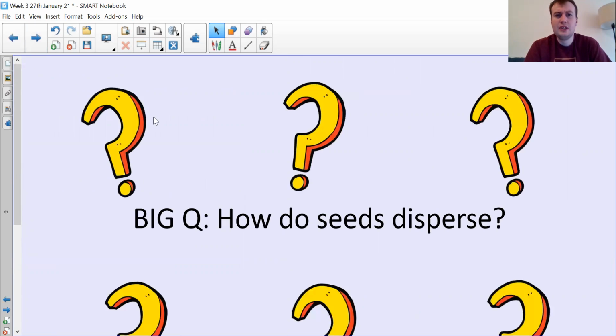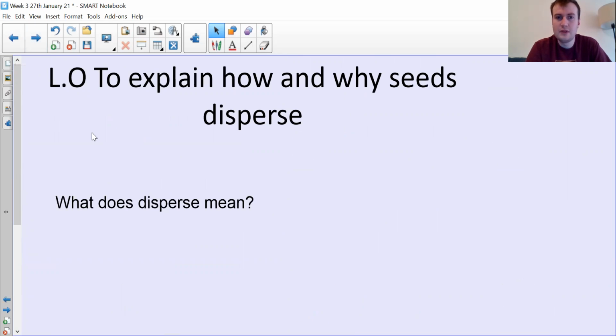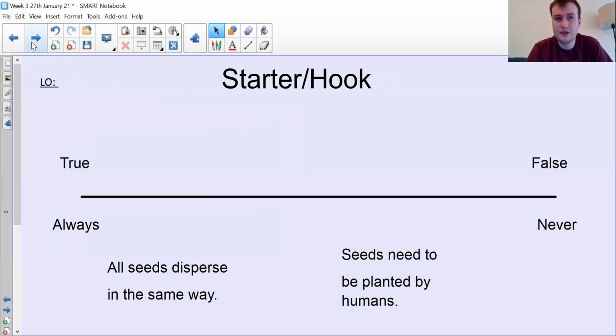Okay. So today we're looking at seed dispersal. How do seeds disperse? Let's start with what does disperse mean? Does anyone know? Hopefully you've written down what you think disperse means. We're going to find out in this lesson.